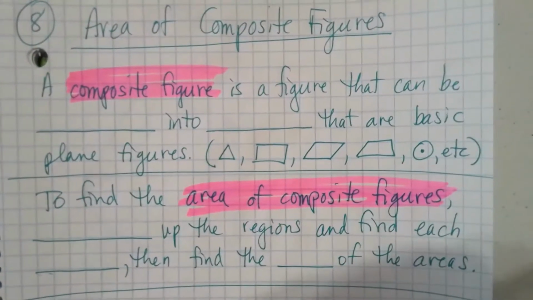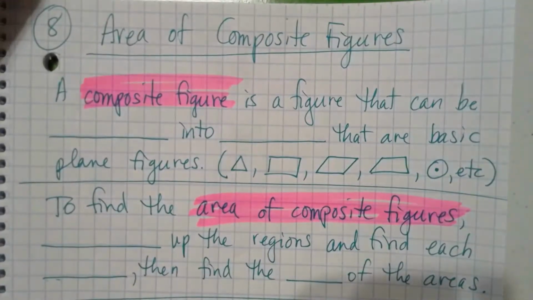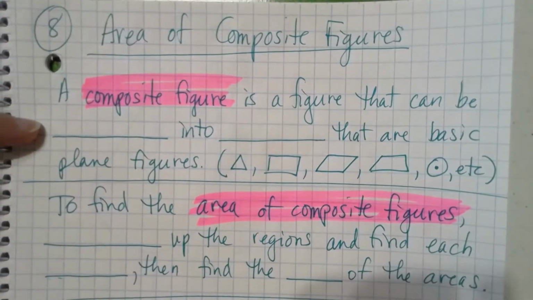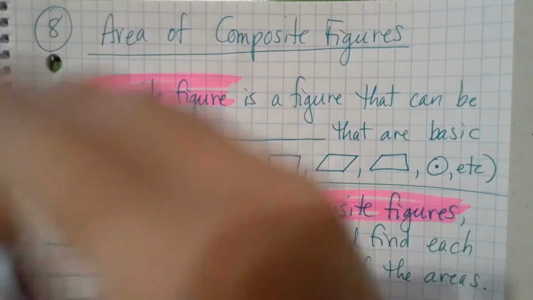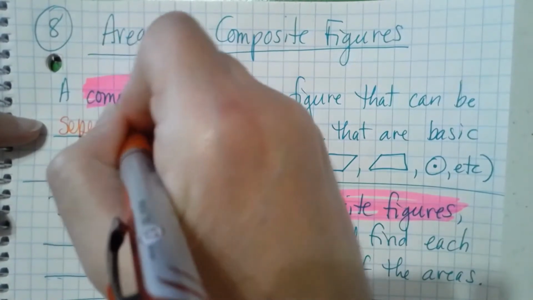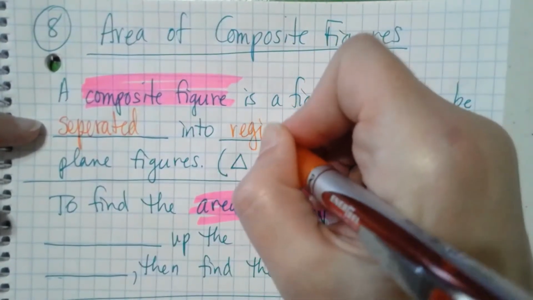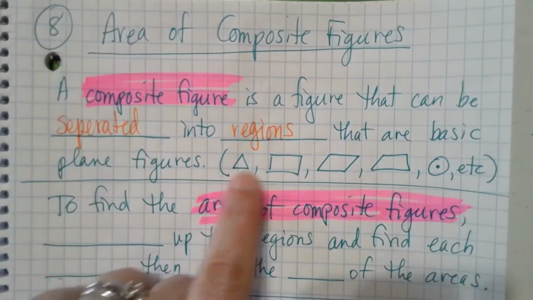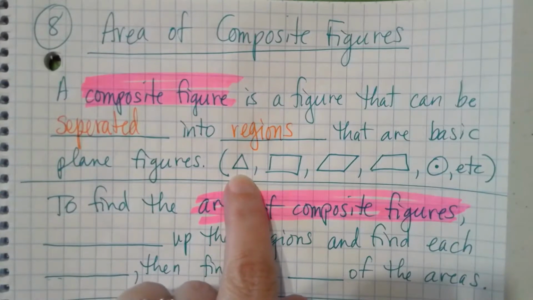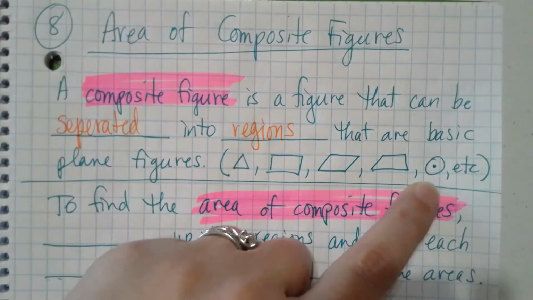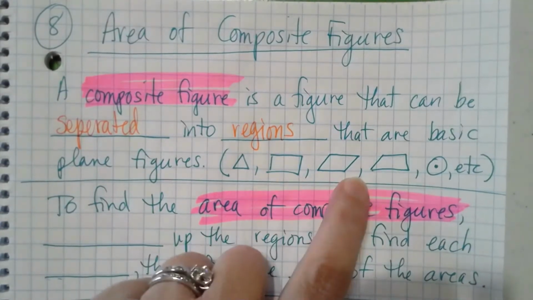Hey everybody, so today we are going to be looking at area of composite figures. Okay, so a composite figure is a figure that can be sectioned or separated into regions that are all basic plane figures or basic shapes. Okay, these are plain flat shapes. So some sort of combination of triangle, rectangle, parallelogram, trapezoid, circle, the things that we've already been finding the area of.